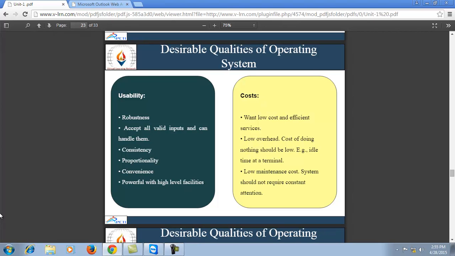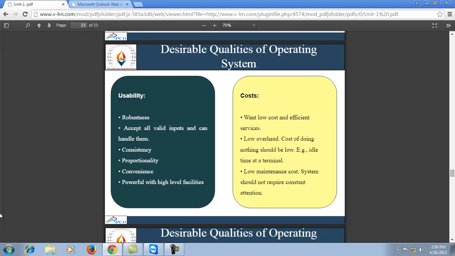So accept all valid input and can handle them. It can accept all valid input. You must specify what is valid input in examination or where you discuss, because there is a lot of meaning in software engineering about valid input.